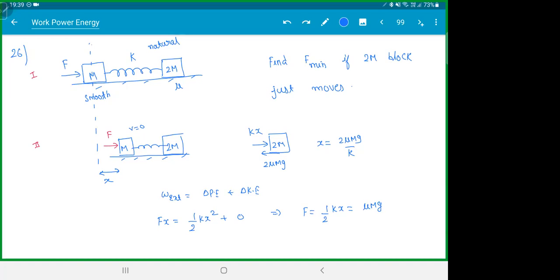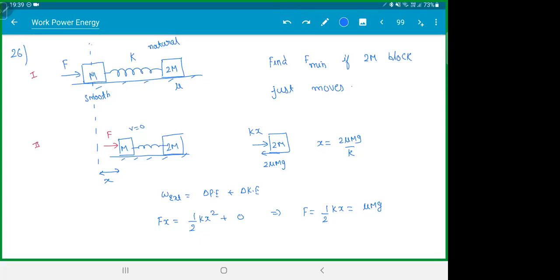So if you apply mu mg, the equilibrium position will occur somewhere here, but it won't stop. It will go further and stop here. So at this point, this 2m will just move. It is ready to move. Please check it out. Easy one, but this is a kind of question at a mains level.